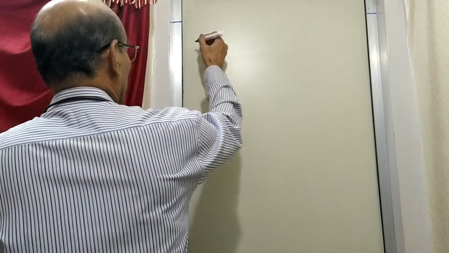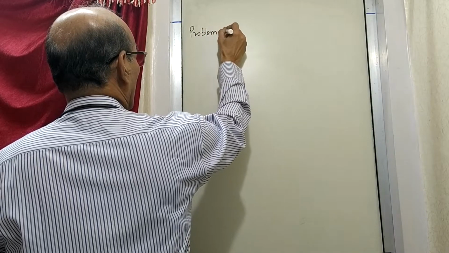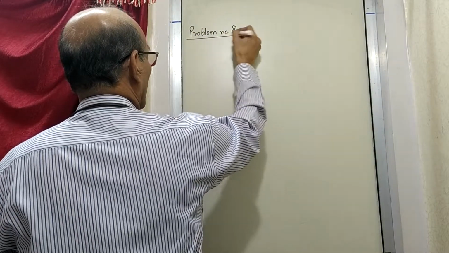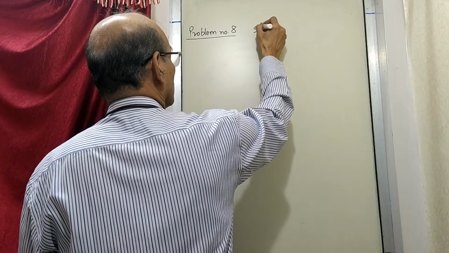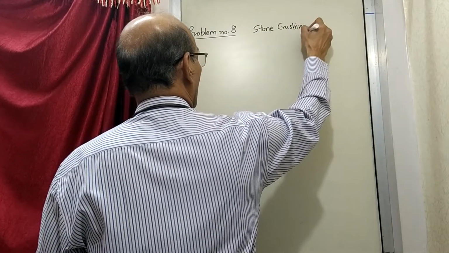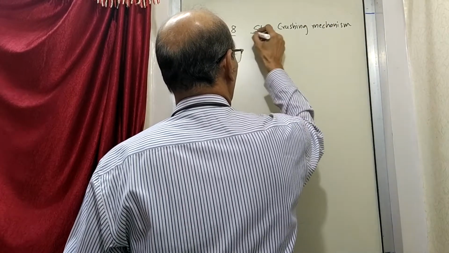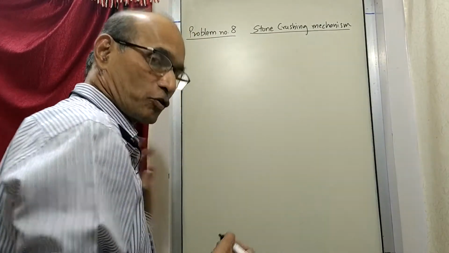Hello. Now we are taking the last problem in the series of instantaneous center method. Today will be problem number 8 and we are going to see something slightly new here. Problem number 8, let me draw that first. This is a stone crushing mechanism. Let us draw the figure first.